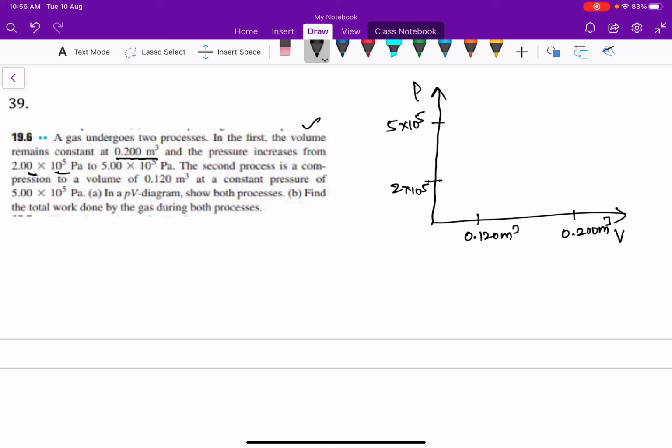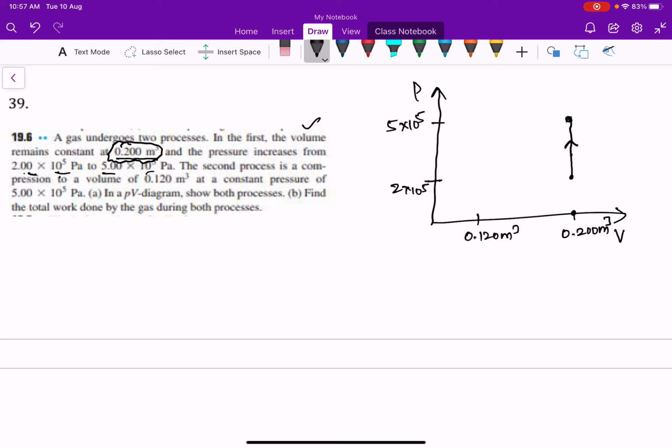Okay, the gas undergoes two processes. In the first, the volume remains constant at 0.2003 meter cube and the pressure increases from 2 into 10 to the power of 5 pascals to 5 into 10 to the power of 5 pascals. By keeping the volume constant, the pressure increases from 2 into 10 to the power of 5 pascals to 5 into 10 to the power of 5 pascals. So this is the diagram for the first case.